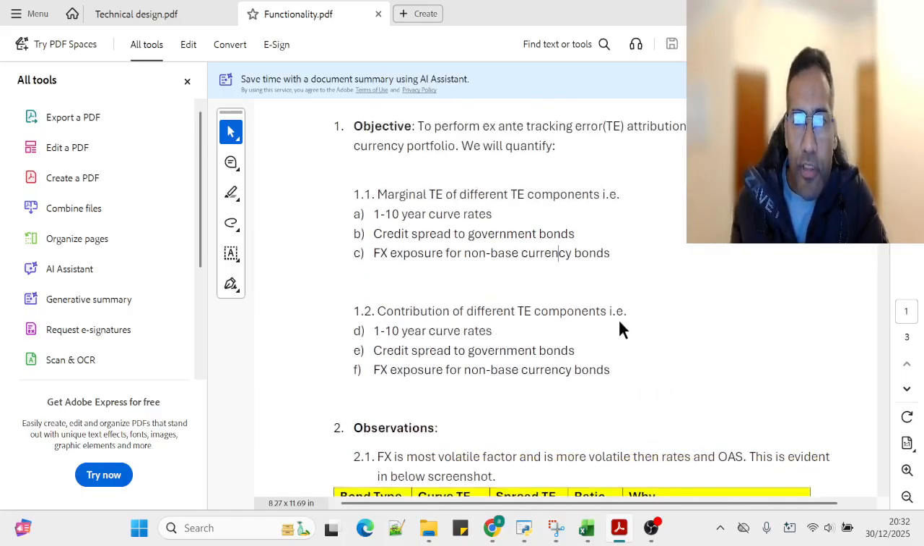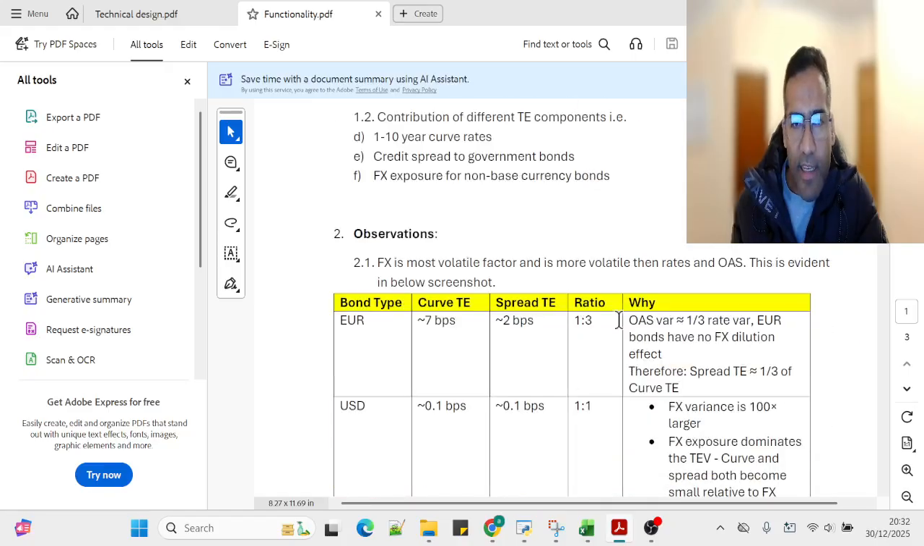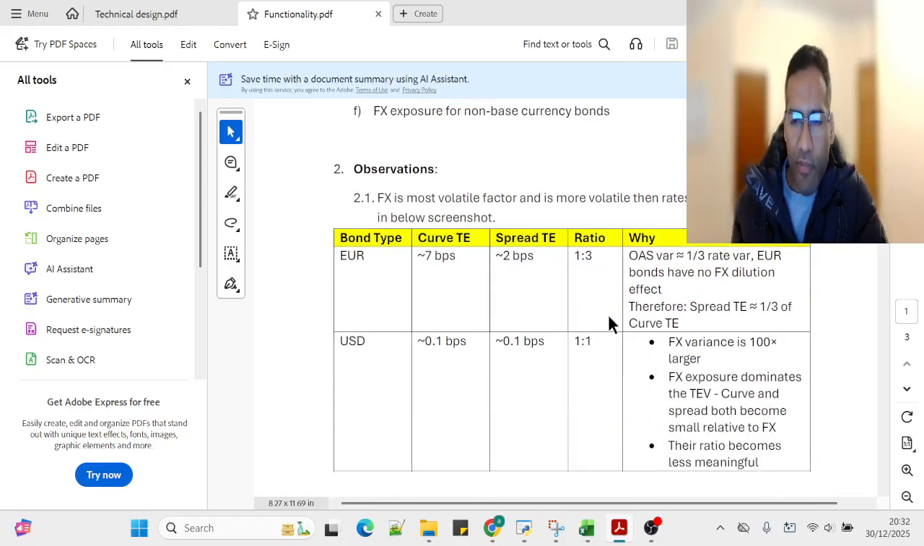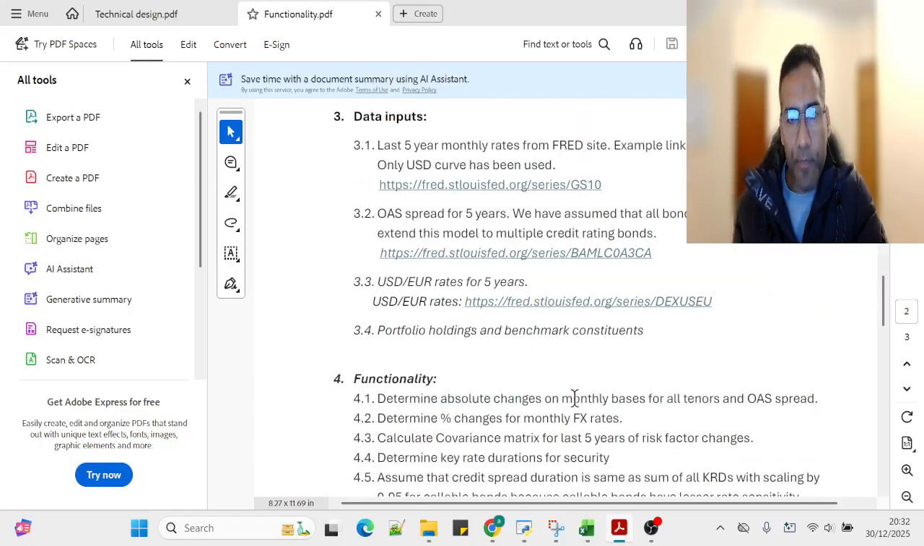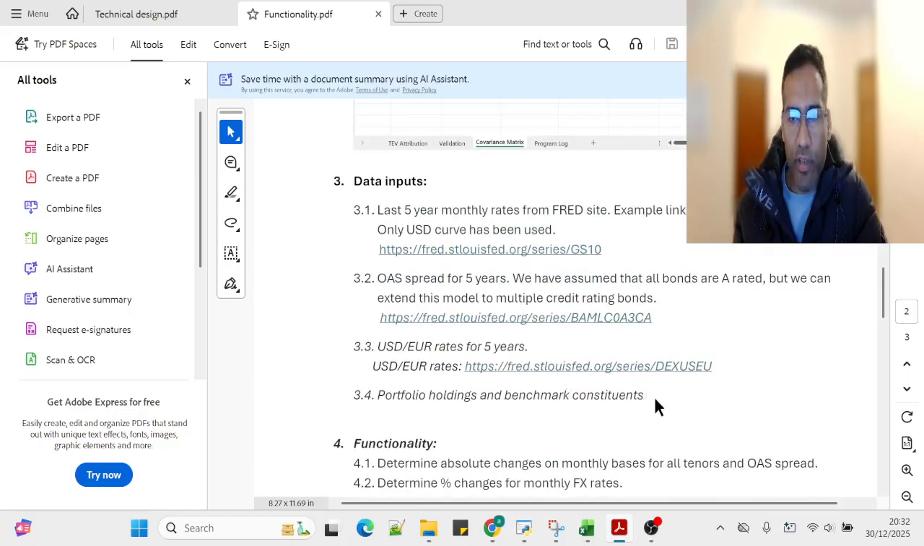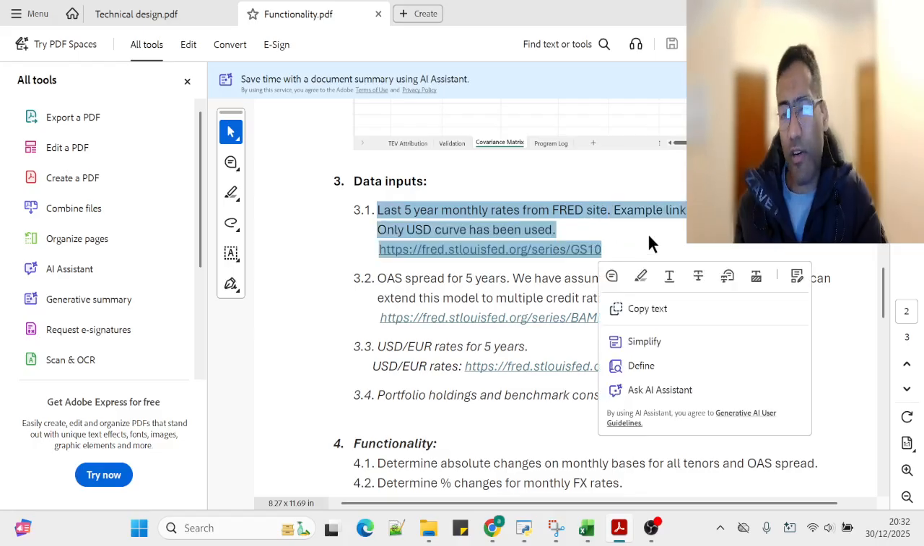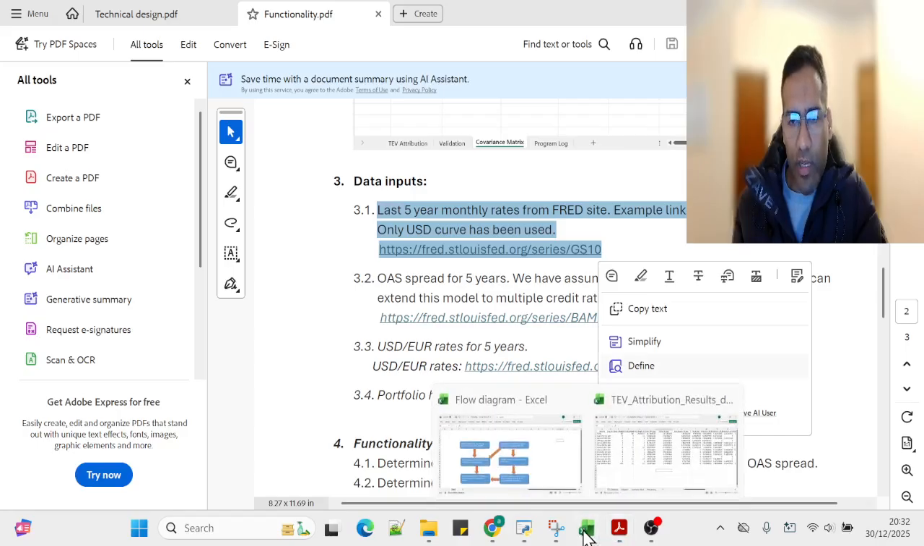And if you are able to see my screen, I will come back to it. I wanted to cover the methodology first. So what is my methodology? First I wanted to cover the data points. I have taken the last 5 years of monthly rates from the Fed side, covering 1 to 10 years, so we have the rates here.